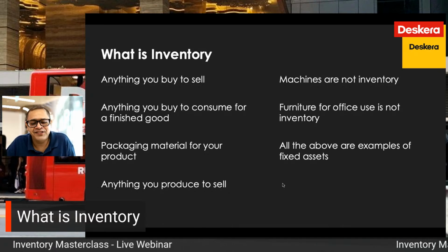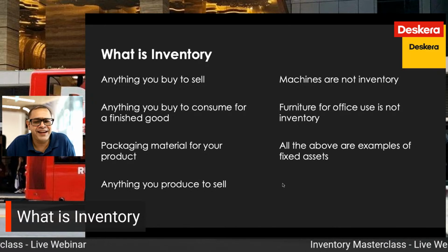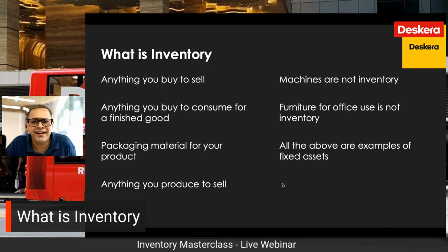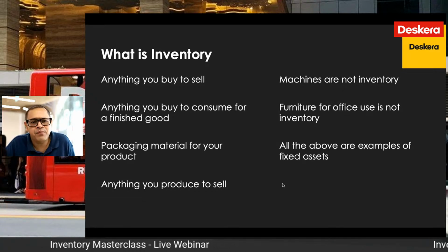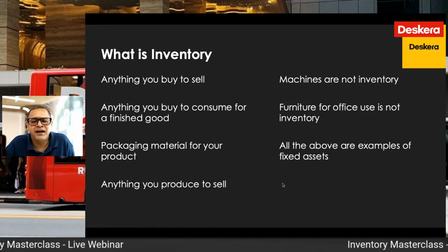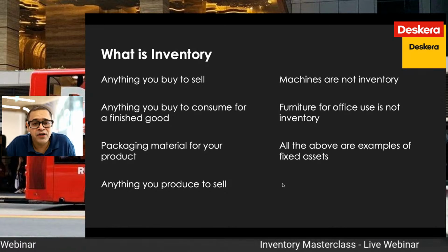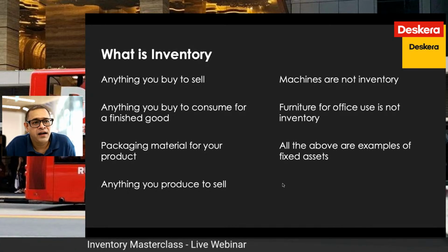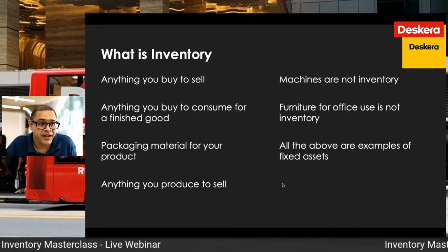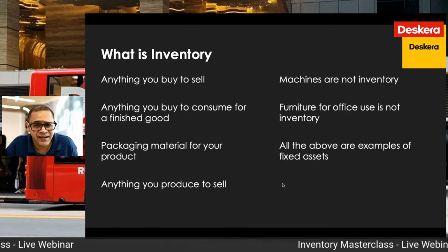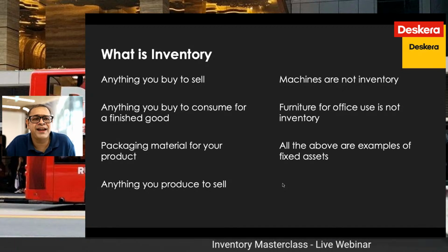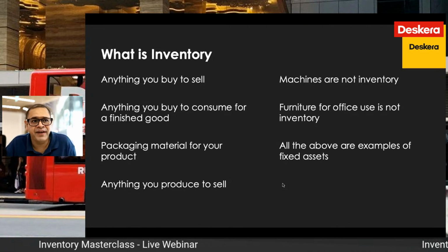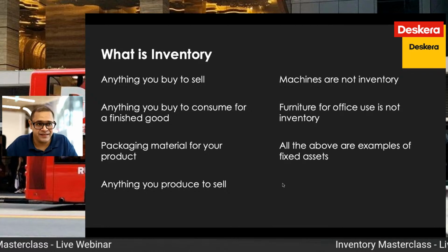Similarly, any furniture that you are using, for example, or any even stationery that you might be using, even if you're consuming it, and the use of that particular item is obviously at the end of the day to produce the finished good, but if it is not getting consumed in every single sale that you are making, then it is not inventory, it is a fixed asset or an expense. I wouldn't consider it inventory, and that differentiation is necessary.